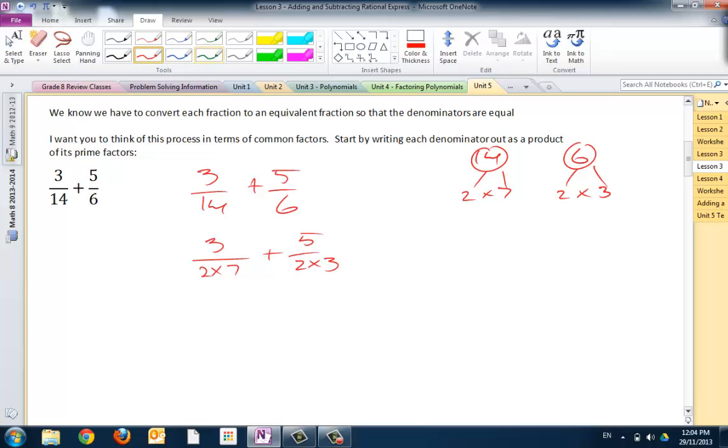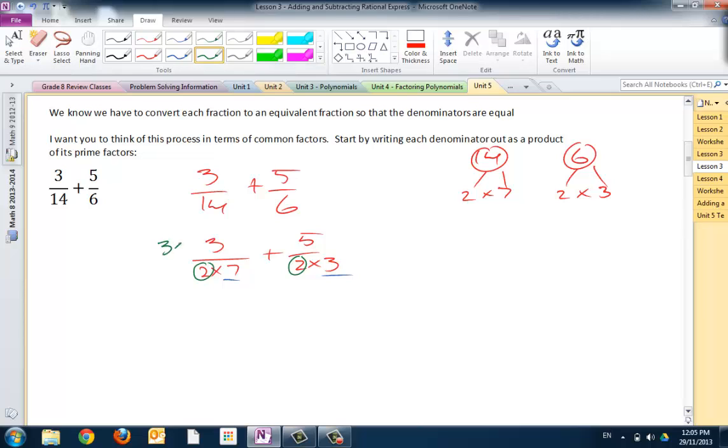Now, when I have it written out in this form, I can see what's common between the two, and that's the number 2, and I can see what's missing between them. And using that information, I can see that the fraction on the left, I'll have to multiply the top and bottom by 3, and the fraction on the right, I'll have to multiply the top and bottom by 7, if I'm going to convert these over to equivalent fractions. So let's go ahead and do that.